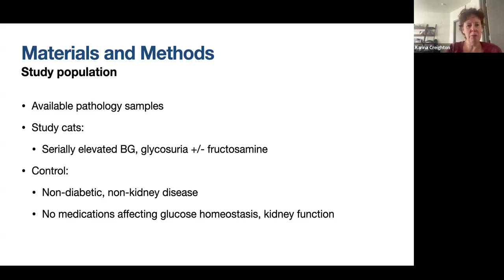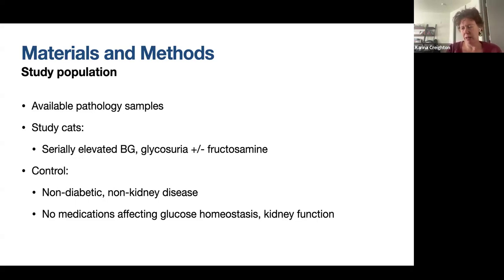Essentially, the study cats were clinically diagnosed with diabetes, with serial elevated BG, glucosuria, and plus or minus fructosamine. I think they only had one patient for which they had serum fructosamine. The control cats were cats with non-diabetic and non-kidney disease.